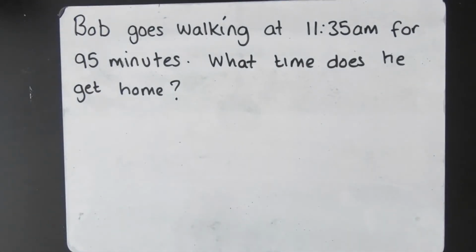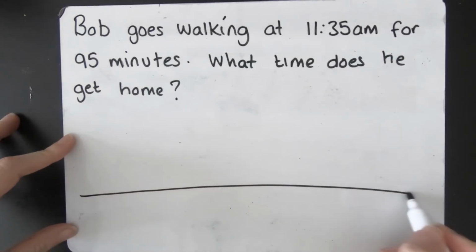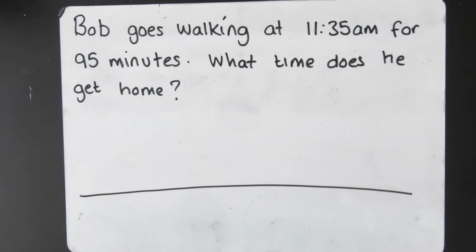Bob goes walking at 11:35 for 95 minutes. What time does he get home? What do we know that could help us here? Let's get our number line. What do we know about 95 minutes? Could you convert that into something easier for me?